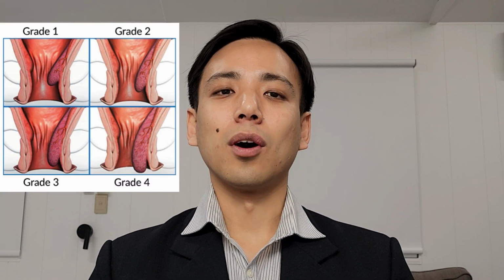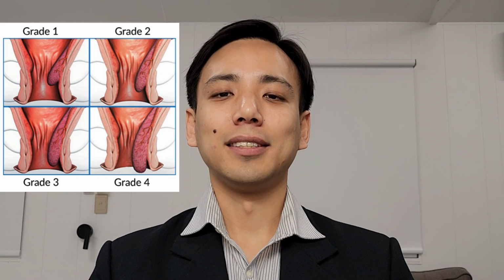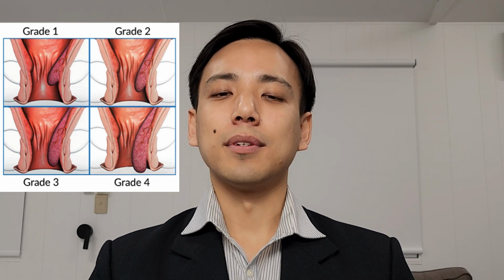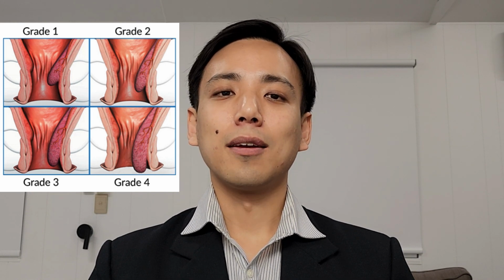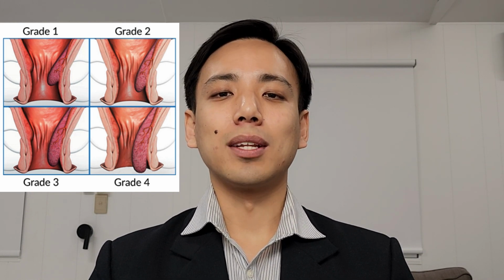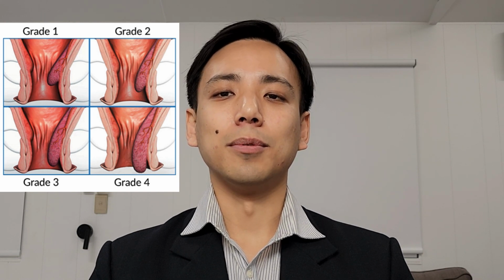Grade 1 does not prolapse below the dentate line. Grade 2 prolapses with defecation but spontaneously reduce. Grade 3 prolapses and require manual reduction. And Grade 4 prolapses and are irreducible.